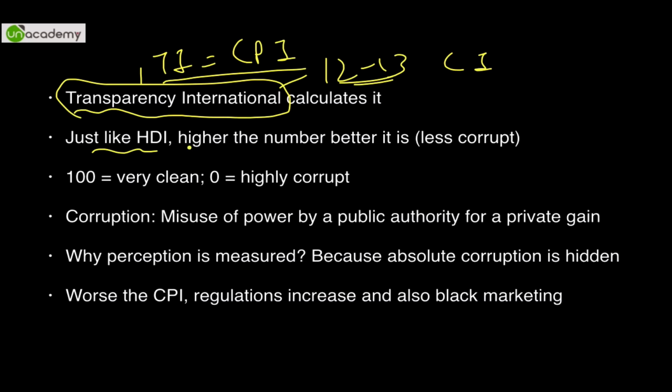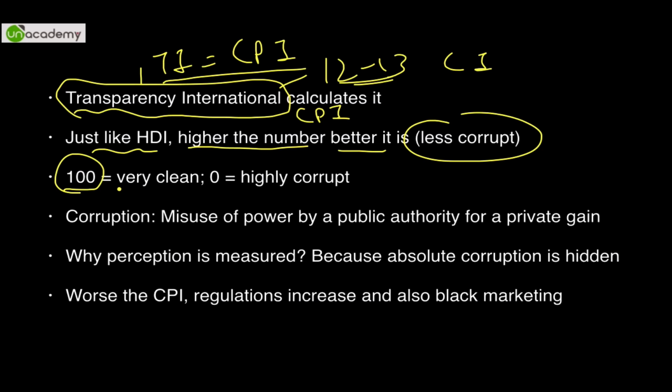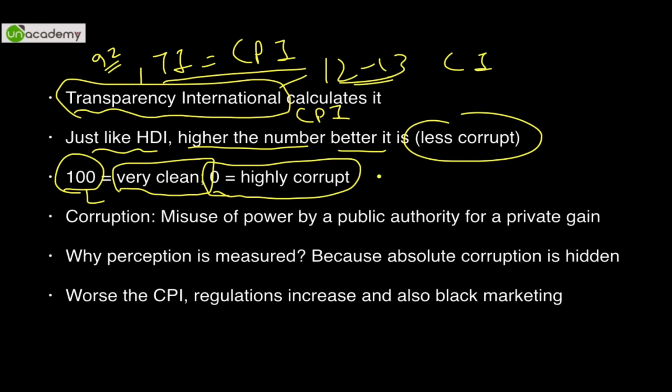Now, just like HDI, the higher the CPI number, the better it is. It means it is less corrupt. For example, if you have a 100 score, which is not possible theoretically, very clean. Very few countries will ever reach this. Like the best countries known today have a 92 score. So only in theory it can exist. Well, 0 is for highly corrupt. Okay, again 0 is also not possible.